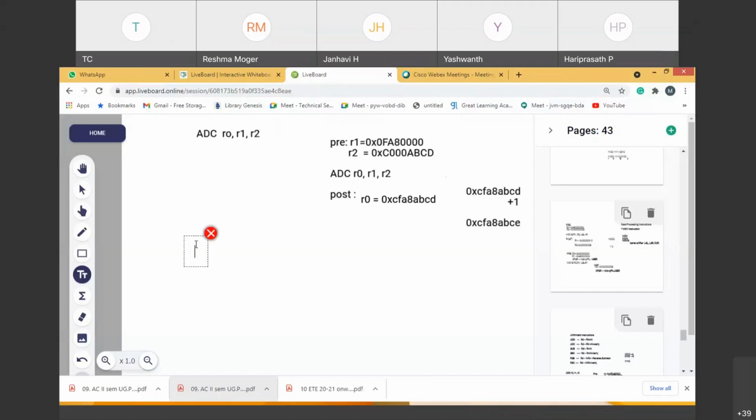If I ask subtract, a very simple operation, subtract. So how do you subtract? Subtract is nothing but SUB R0, R1, R2, the same way. So for the subtract operation, how do you do it? The same way, you should write before, set the values. So R0 is equal to what?